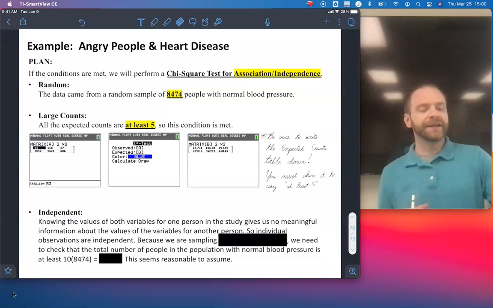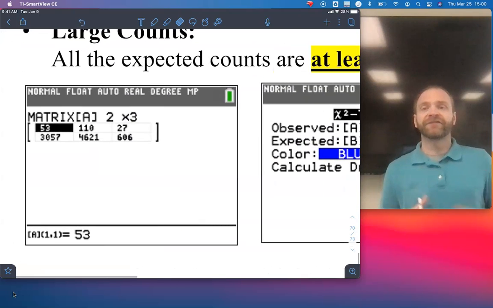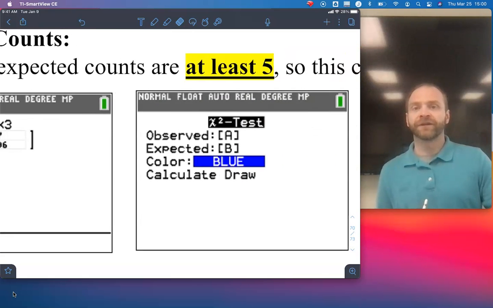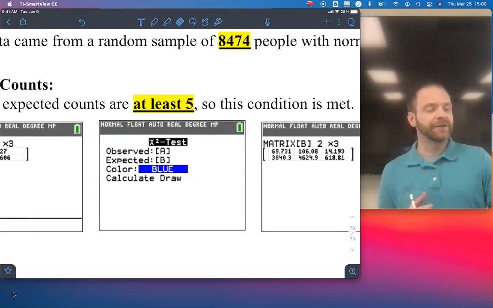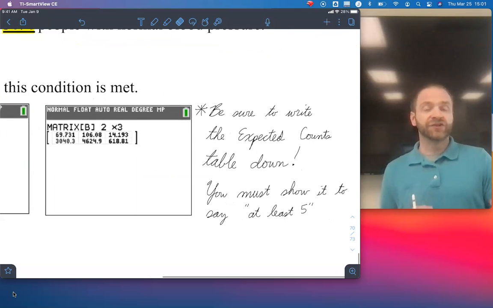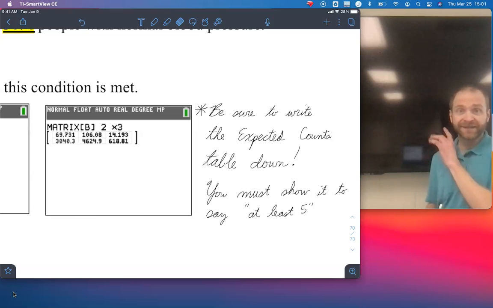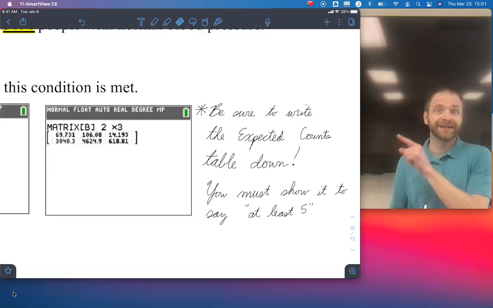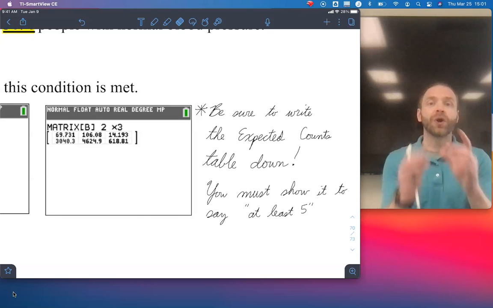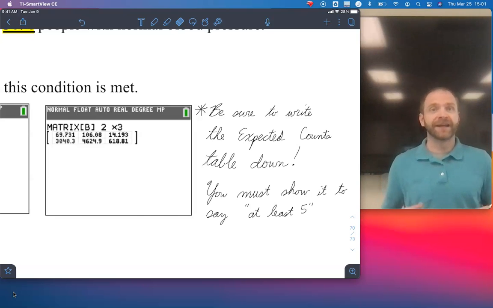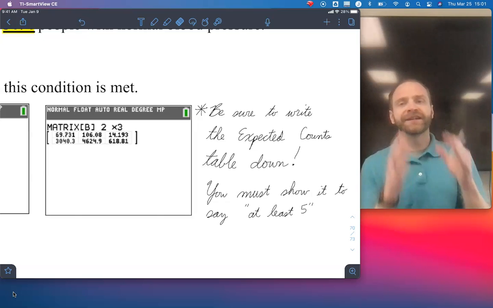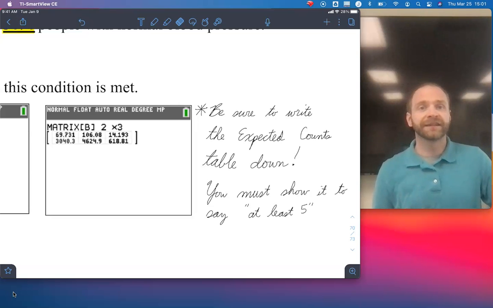You can see that I have all the information here when it comes to your calculator. I will pull up the calculator and show you again how we go about doing each of these parts, and you get your expected counts. Even though your calculator does it, be sure to write down the expected counts on your paper. You must show them that all of them are at least 5. You can't just say they're all at least 5. You have to show them all the expected counts. So let's go ahead and look at the calculator.